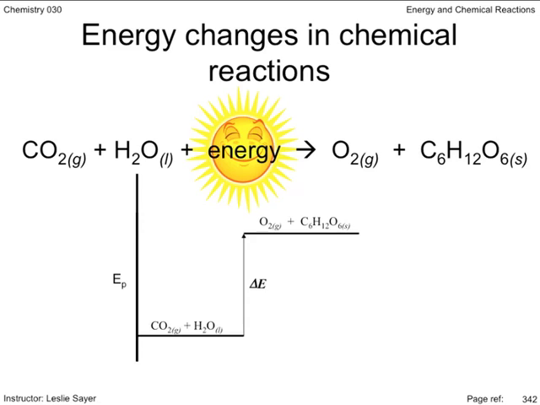If we were to graph out this process of forming high-energy products from low-energy reactants in a potential energy diagram, it would look like this. The potential energy increases from reactants to products. Notice that there's no specific x-axis. The delta E is the change in chemical potential energy between the reactants and products.